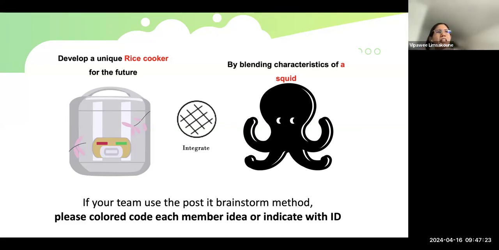I suggest working in a group of 7 to 10 people for the brainstorming first, and then there will be the individual design practice. Another point: if you use the post-it brainstorm method, please color code each member's ideas or indicate them with an ID. You could write down that purple color belongs to you, with your name or your student ID, so I can see that each of you contributes to the brainstorming process.